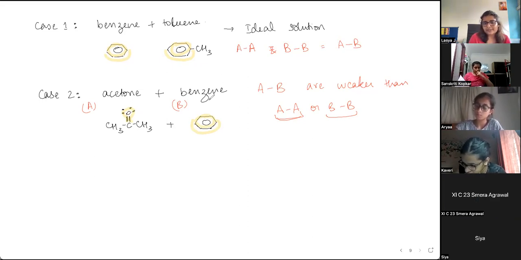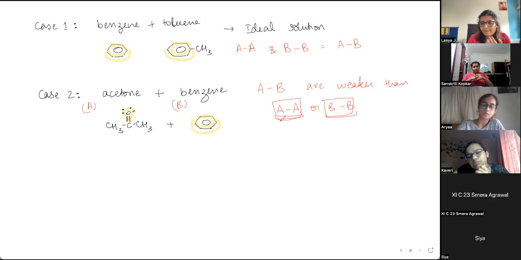But acetone benzene में this is completely non-polar. यहाँ पे थोड़ा सा polarity है, lone pair of electrons है. So acetone plus benzene, the AA and BB are going to be like the interaction between AB is weaker than AA and BB. So weaker matlab the molecules are going to be slightly repelling each other more than if you had pure A or pure B.